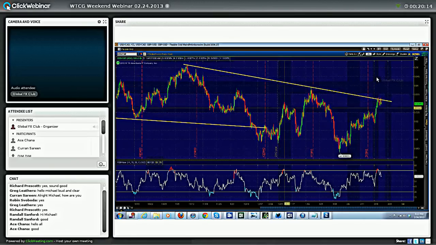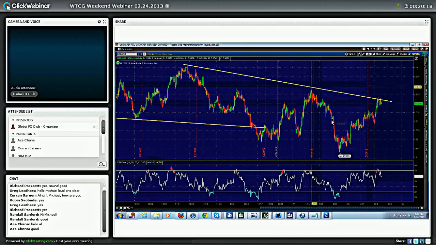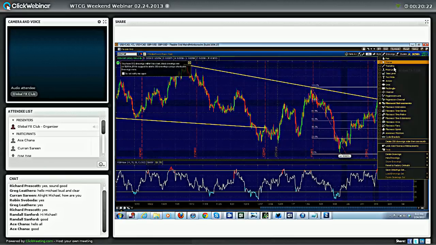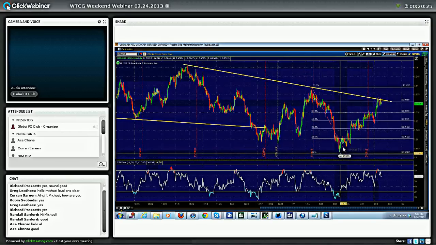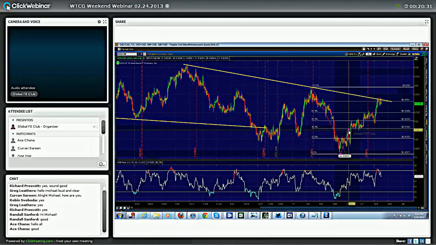Even so, dollar Swiss is even clearer than dollar CAD in my viewpoint. But same idea, right? It's moving risk on. Still got the 78.6% retracement right there. We have the trend line near the 100% measured move.